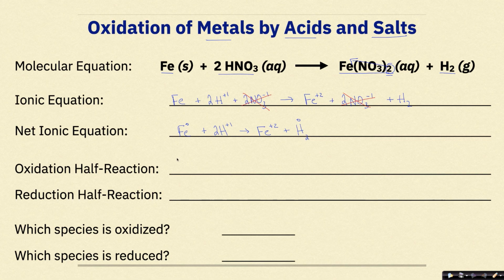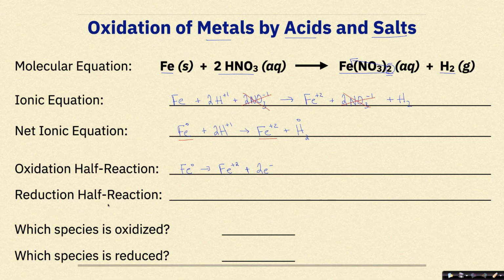When we talk about the oxidation half reaction, we're looking for our oxidation number to become more positive. So if we look at Fe, Fe is going from 0 to plus 2. That's becoming more positive. So when we write our oxidation half reaction, it's going to be Fe0 yields Fe plus 2 with a loss of 2 electrons.